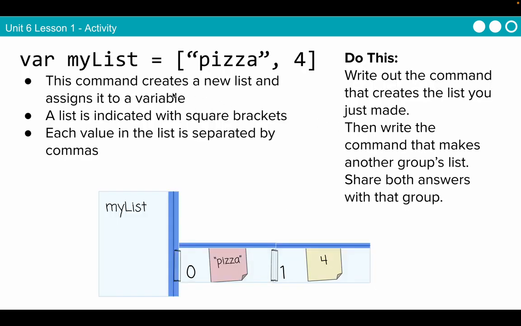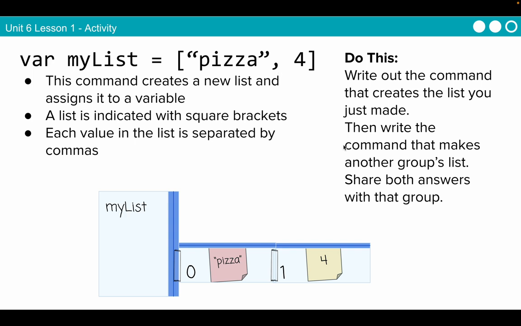So this is something you should add into your journal. This is how you create a list. This command is what creates and assigns a list to a variable. A list is indicated by square brackets. Notice the square brackets. Variables just use parentheses, right? But if you see square brackets, you know it's a list. Otherwise, this left part of the equal sign looks the exact same as a variable would. Now, each value in the list is separated by a comma.